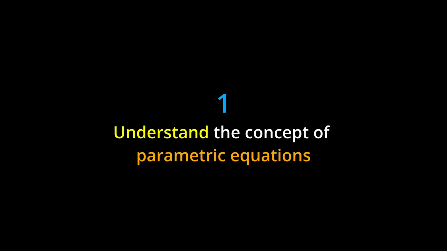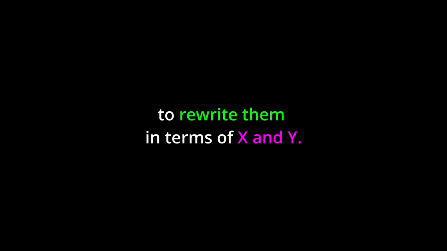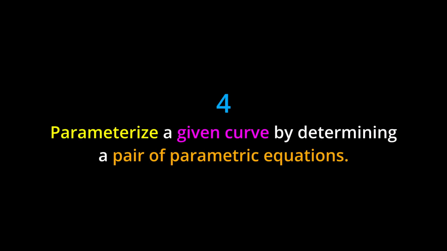Learning objectives. By the end of this chapter, you should be able to: 1. Understand the concept of parametric equations and their applications in describing curves. 2. Eliminate the parameter in a set of parametric equations to rewrite them in terms of x and y. 3. Describe the resulting graph after eliminating the parameter. 4. Parameterize a given curve by determining a pair of parametric equations.